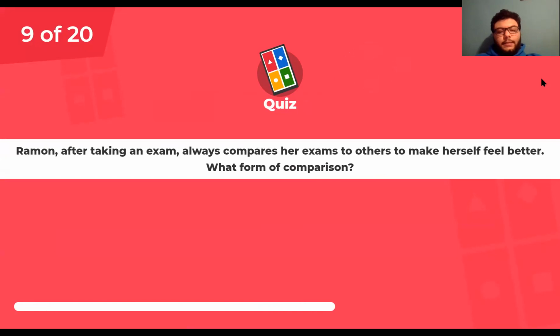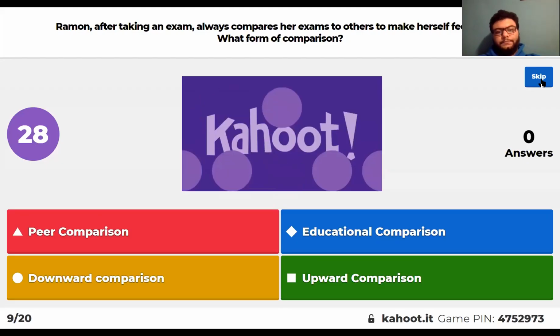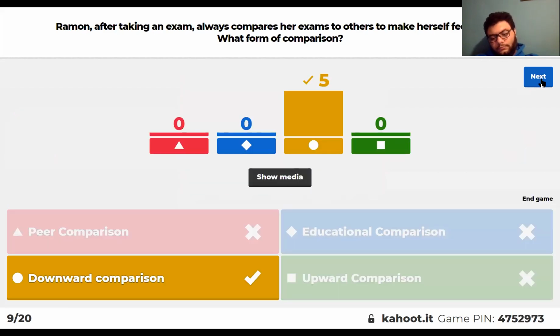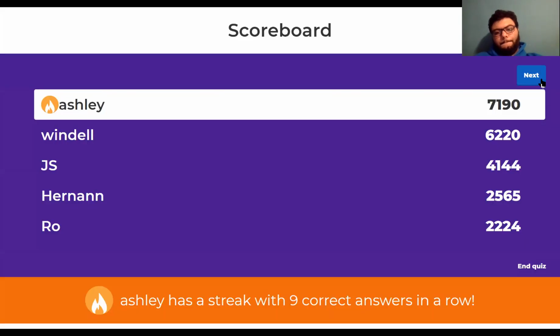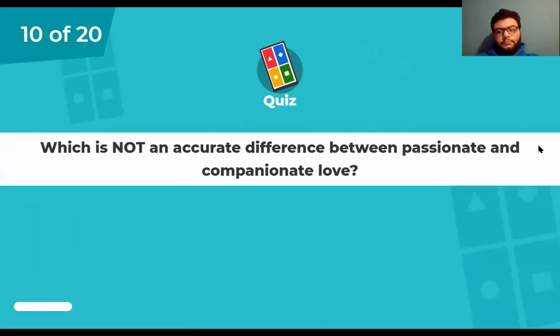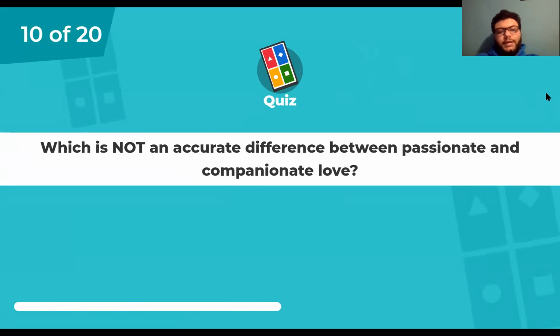Ramon, after taking an exam, always compares her exams to others to make herself feel better. What form of comparison is this? Awesome. So because she felt better, which means she was probably looking down at other people, which is not an accurate difference between passionate and compassionate love.